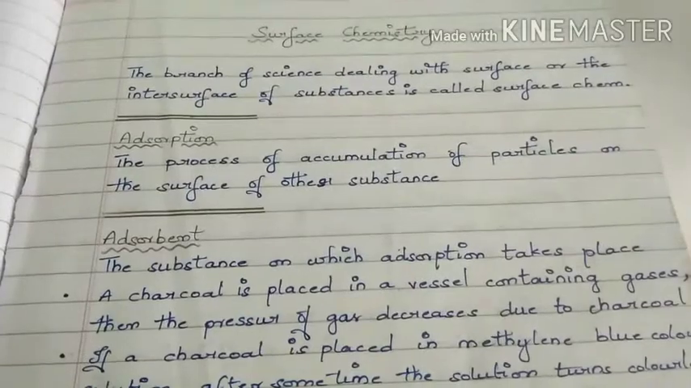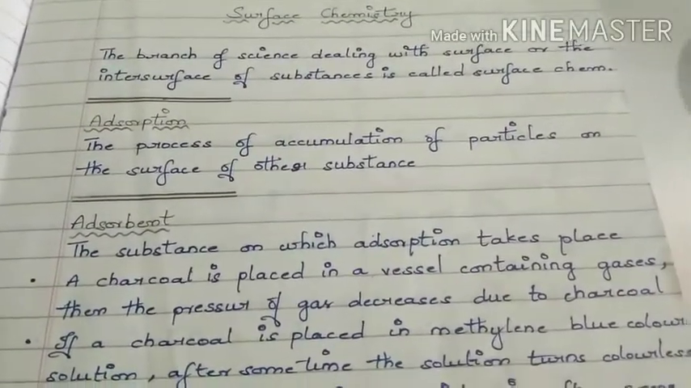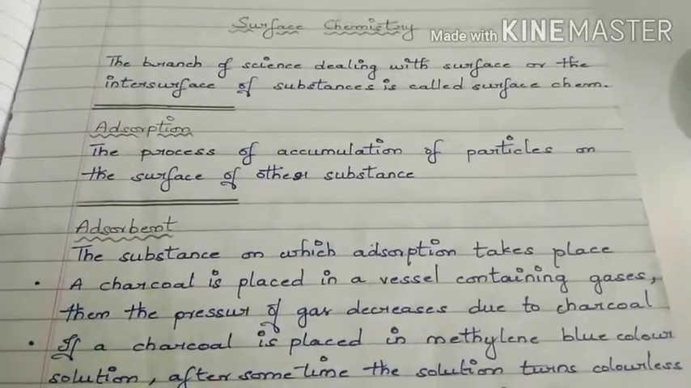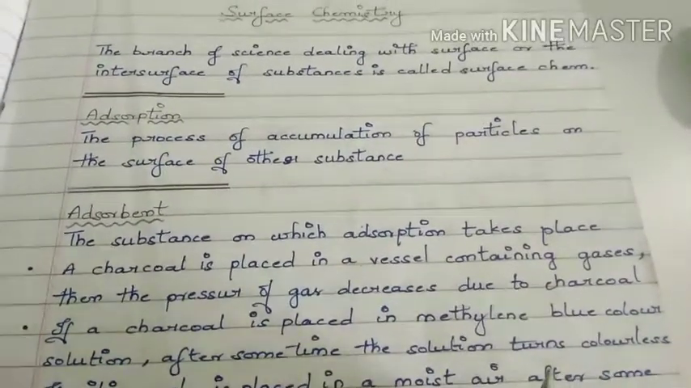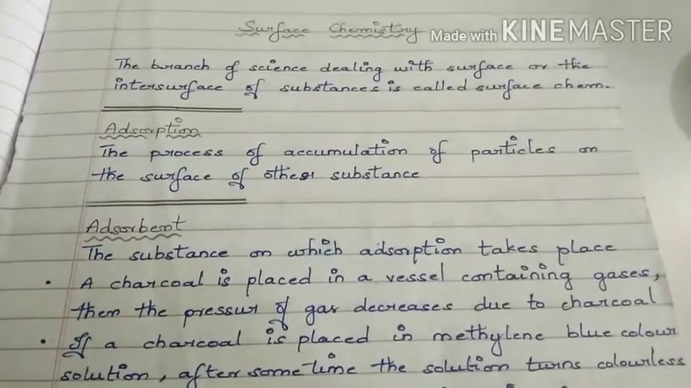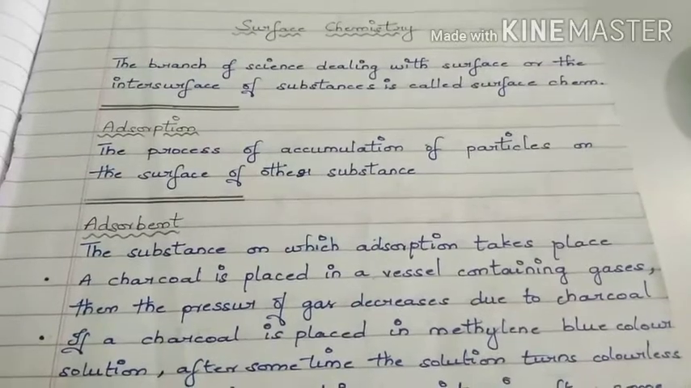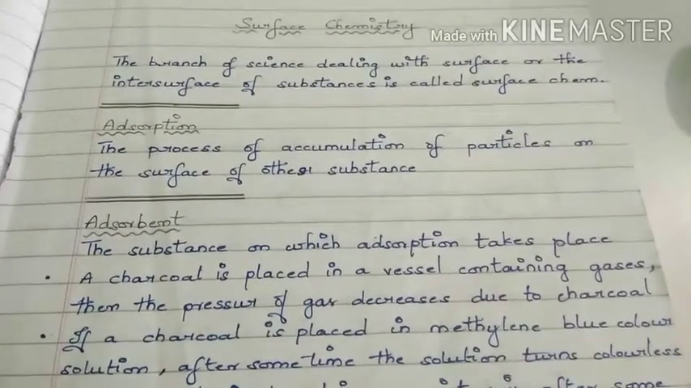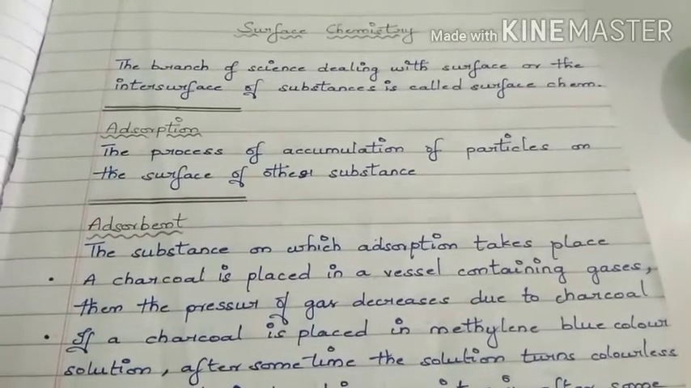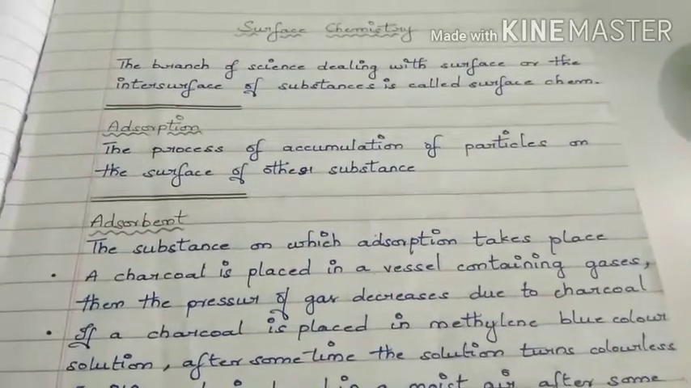So here, first we have to know two points. One is surface and the other is interface. We know that the surface is the top layer of a substance. The next layer of the surface is called the interface. That means from the surface to nearly 10 to the power of minus 7 centimeters distance. That part is considered as the interface.